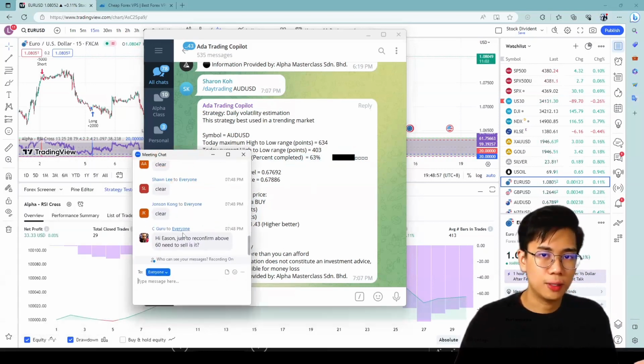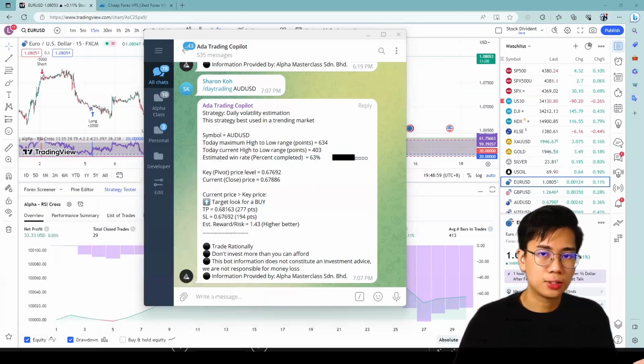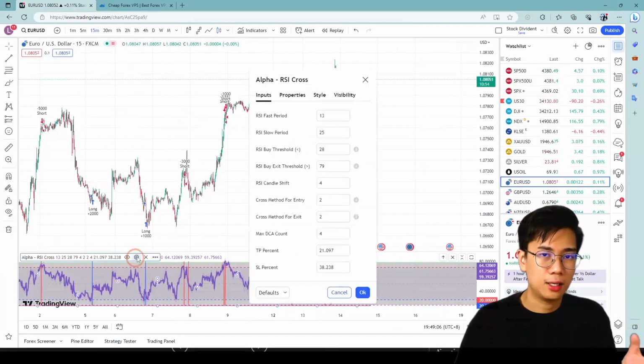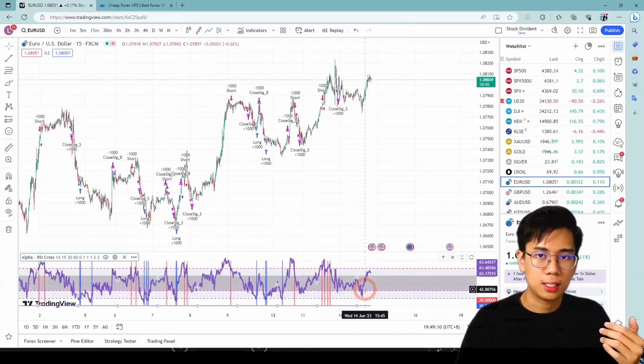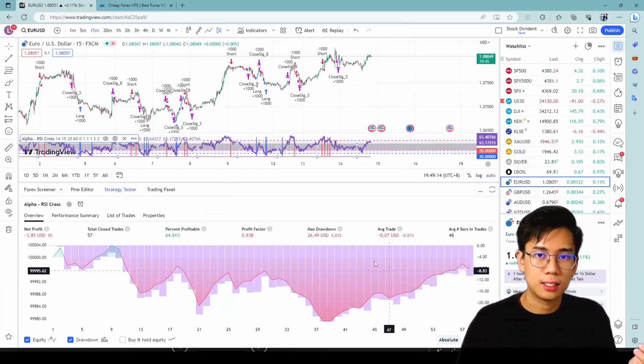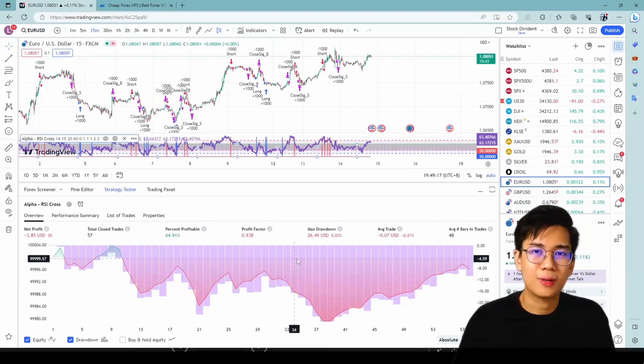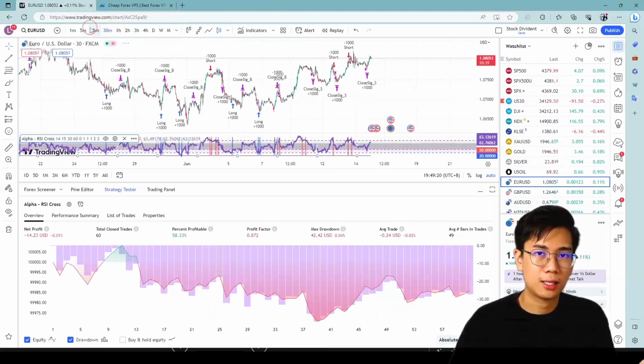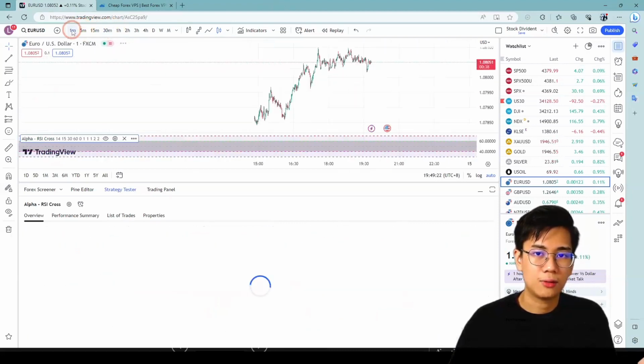Hi, Ethan, just to confirm, above 60 need to sell, is it? So Chandra Guru, above 60 is just a guidance for the robots. Like I said, you always have to change the settings based on the market that you would like to trade. If I just use the default settings, closing at 60, it is generally not performing so well. So you can switch around other time frames to see which time frame is profitable.